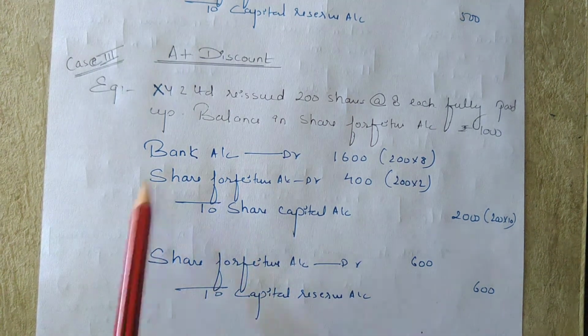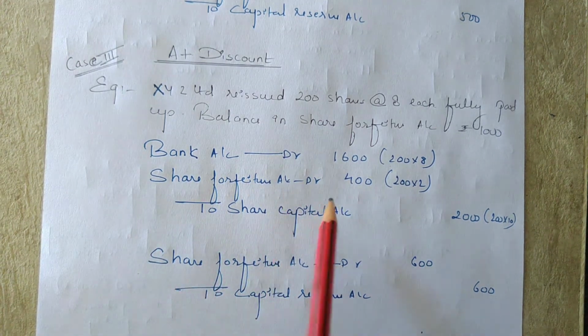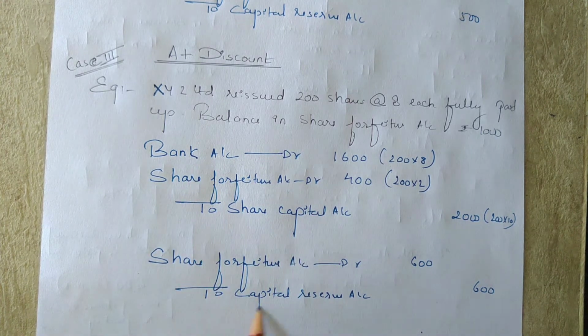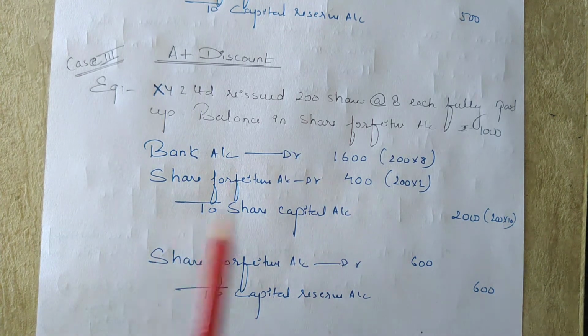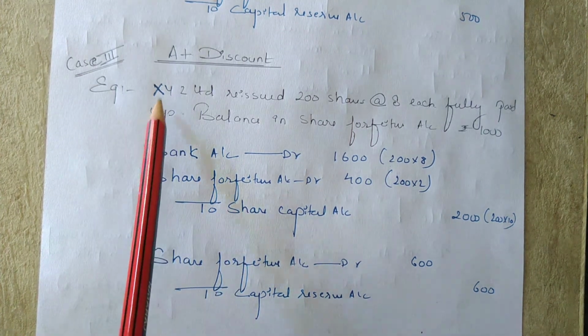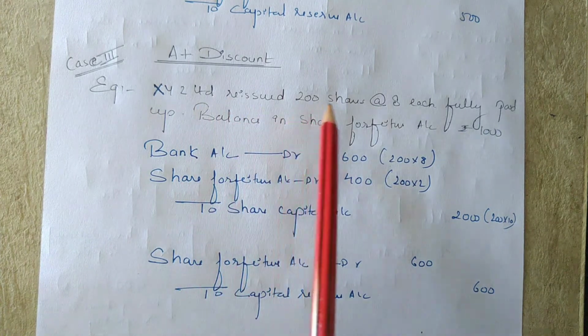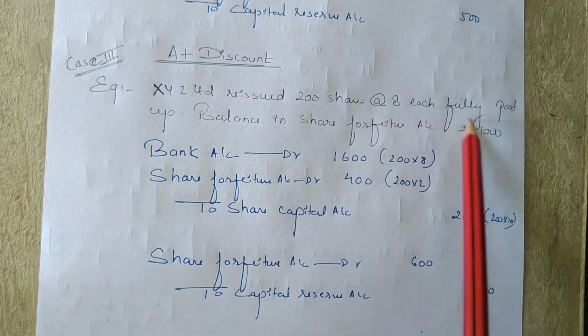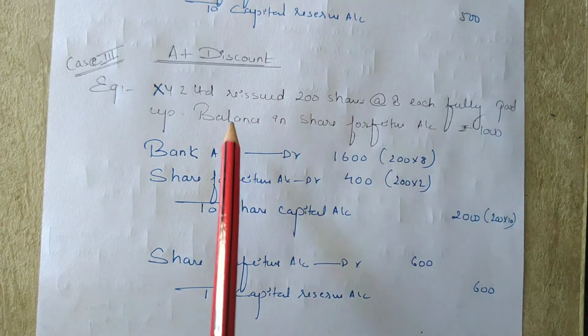So in share forfeiture, what comes here is the extent of loss, and the remaining forfeited balance is transferred to capital reserve. So we will understand this case with an example. XYZ Limited reissued 200 shares at the rate of 8 each, fully paid up. Fully paid up is 10.